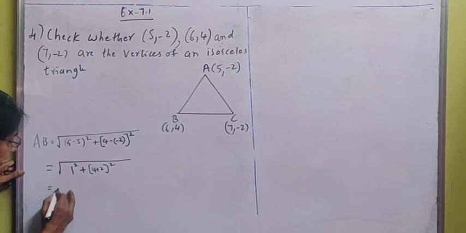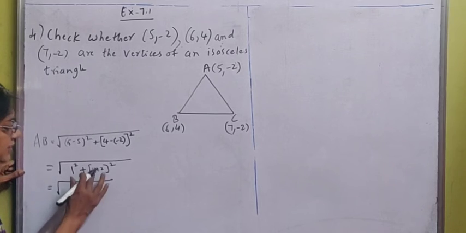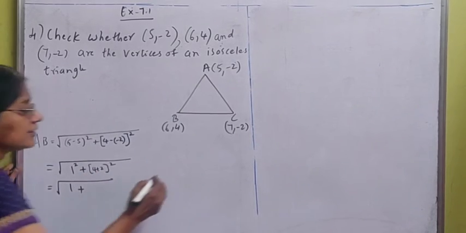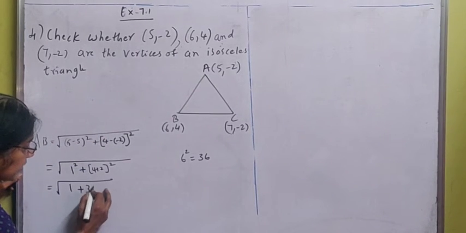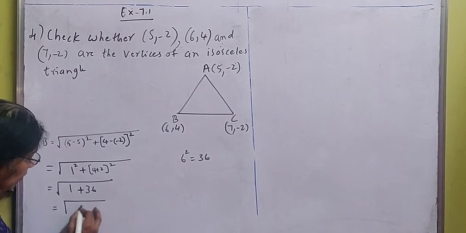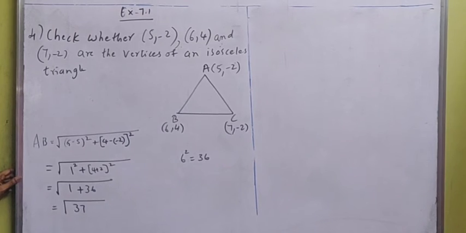So what will we get over here? 1 square is 1, plus 4 plus 2 is how much? 6. So 6 square is how much? 36. So we can write it down as 36. 1 plus 36 is how much? 37. Root 37 does not have any square root, so let it be as it is. So AB you got as root 37.